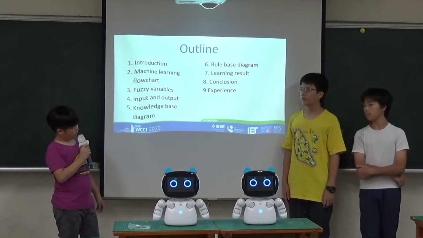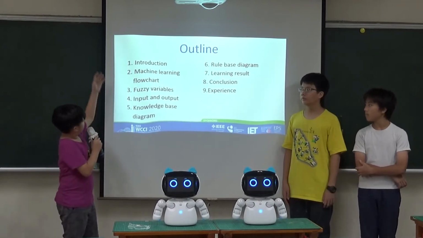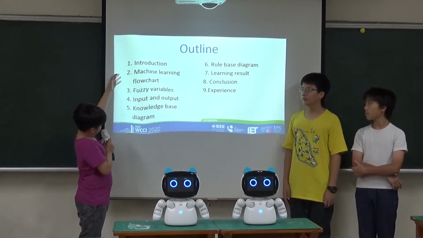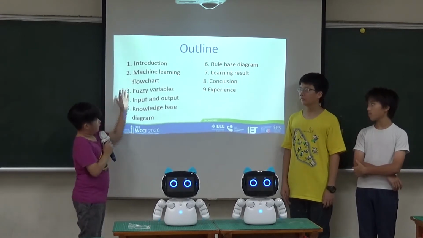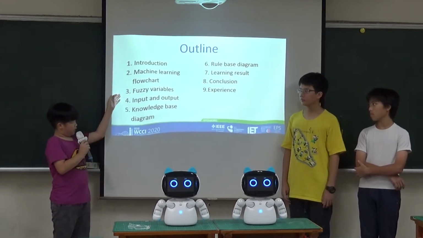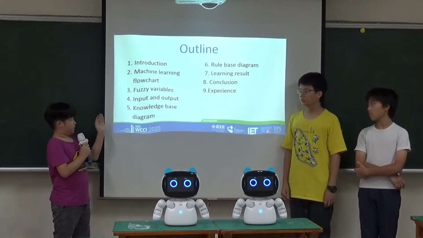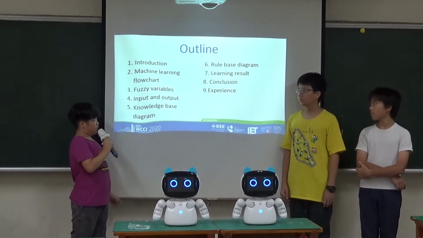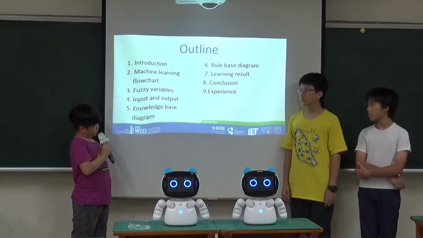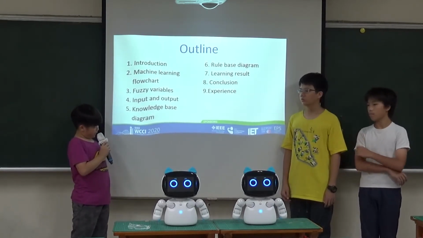First, this is our outline. We have 10 topics. First is introduction, followed by machine learning flowchart, fuzzy bubble of inputs and outputs, knowledge-based diagram, rule-based diagram, learning results, conclusion, and finally is our experience.